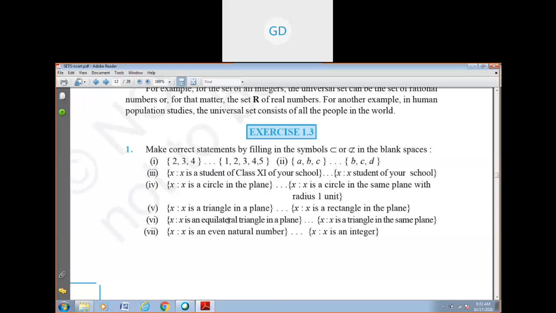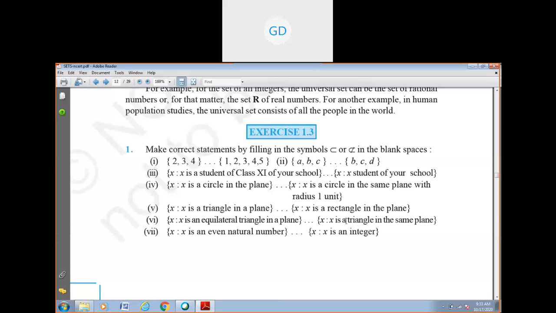And next one, X is a triangle in a plane. X is a triangle in a plane means all types of triangles, all possible triangles with different measures. And in the second one, X is a rectangle in a plane. So it is not a subset, because elements of the first set are different from the elements of the second set. Not one element of the first belongs to the second. So obviously not a subset.